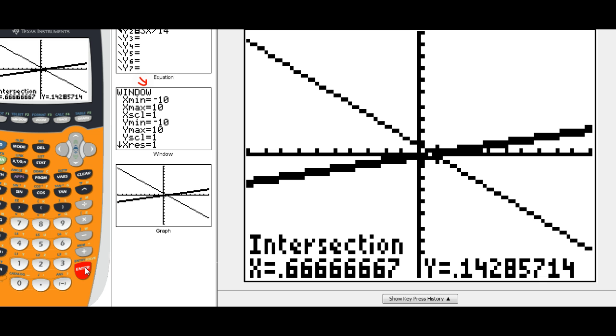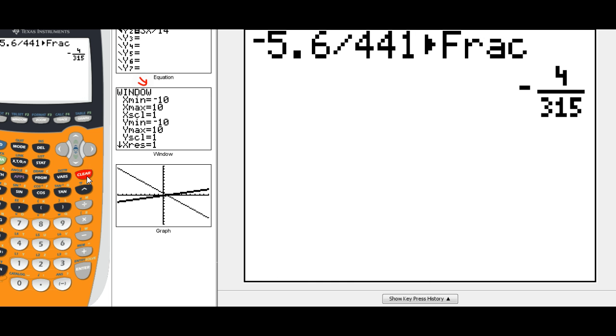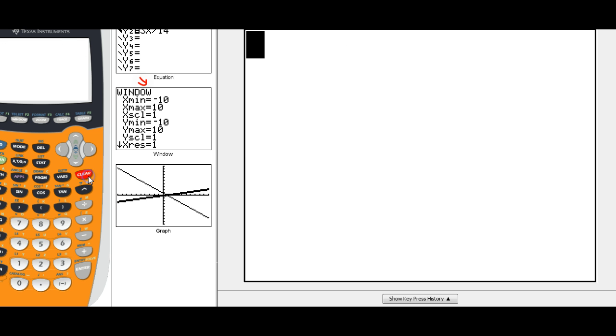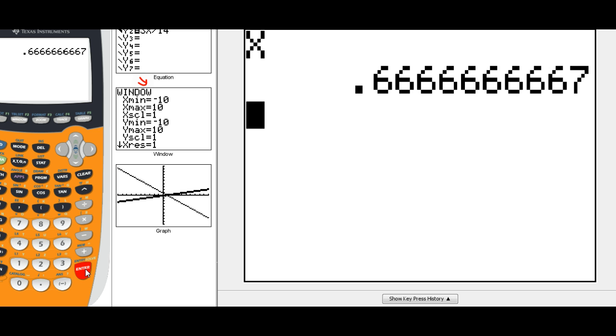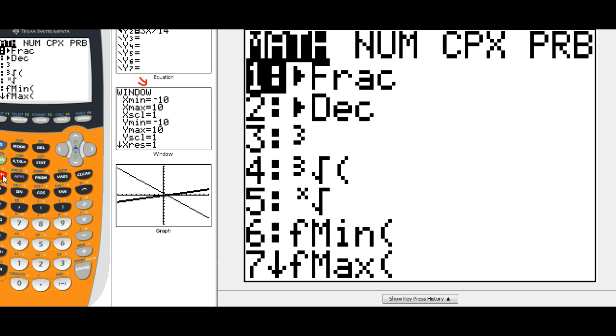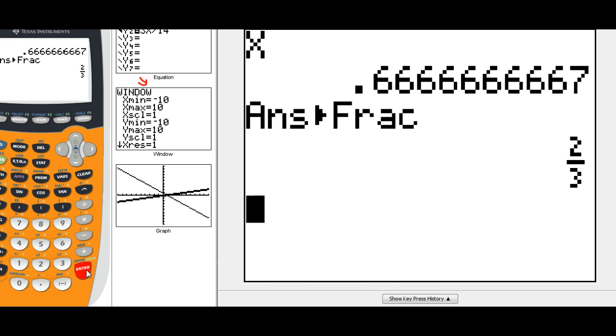In order to find the x-coordinate as an exact value, exit the graphing screen by pressing clear twice. Now it tells us to, I'll clear this home screen too. Now it says press the X button. All right, so that's that button. And then press enter to import the X value. So X was 0.6 repeating. Then it says press math, fraction, number 1. And it'll tell us that 0.6 repeating is the same as 2/3.